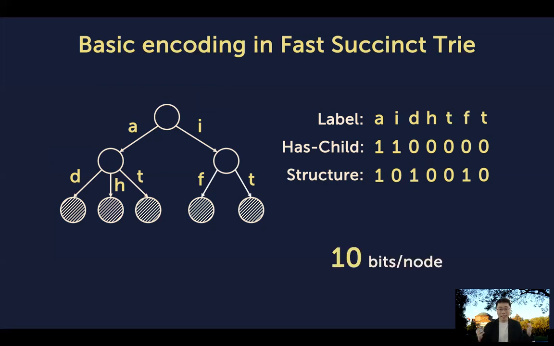Okay, so with this succinct encoding, we only require 10 bits per node to represent a trie. So 8 bits for label, 1 bit for HasChild, and 1 bit for structure. And as a reference, the information theoretical lower bound for tries with a fan out of 256 is approximately 9.4 bits per node. So we're actually pretty close to the optimal.